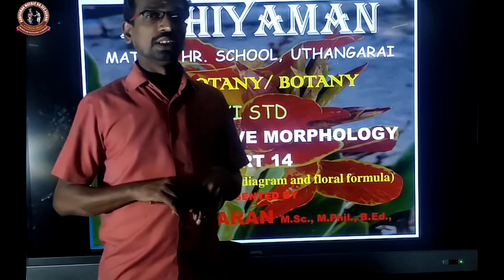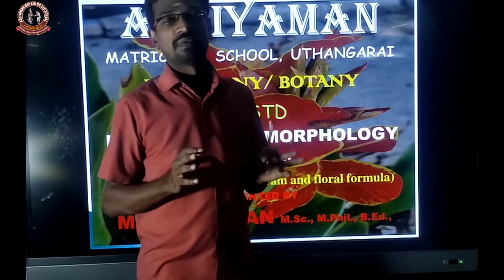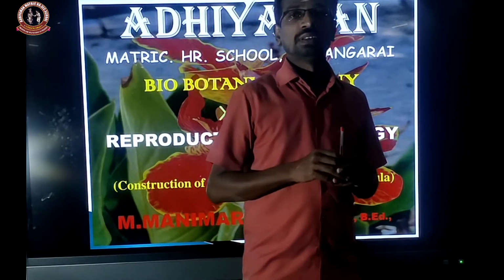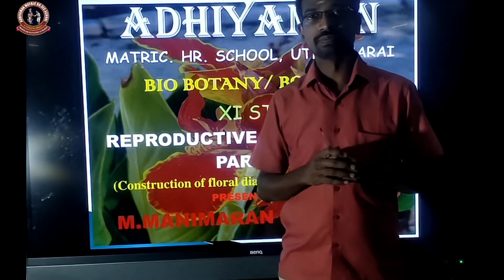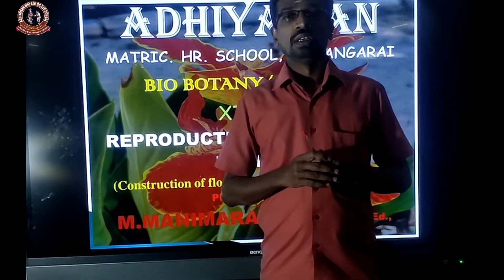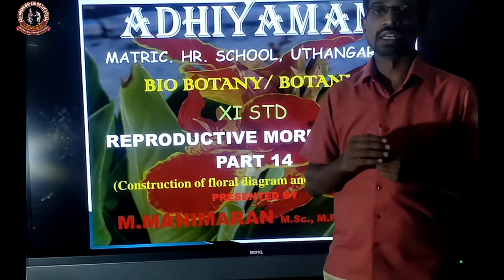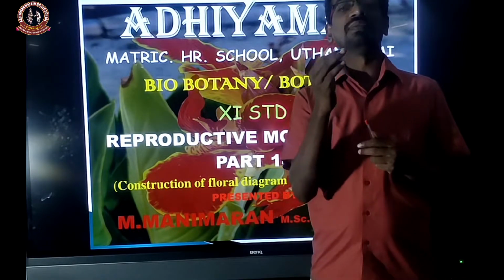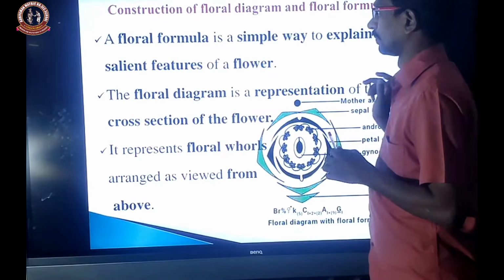Today we are going to see the construction of the floral diagram and the floral formula. The floral diagram represents the cross section of the flower, and the floral formula represents the number of whorls of the flower and the characteristic features of the flower. Okay, let's enter the topic.